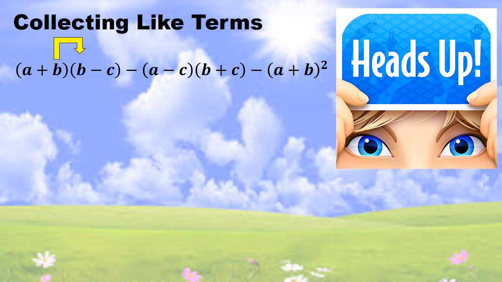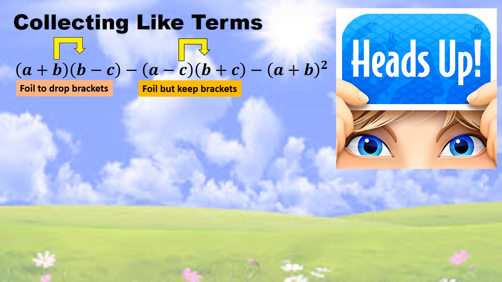We're going to FOIL those two brackets out. We're going to multiply them. So we're going to FOIL to drop the brackets. Again there, we're going to FOIL, but please remember to keep the brackets. Why didn't we have to keep the brackets in the first term, the first two brackets? Because there's nothing in front that needs to be distributed in, so the signs wouldn't be affected.